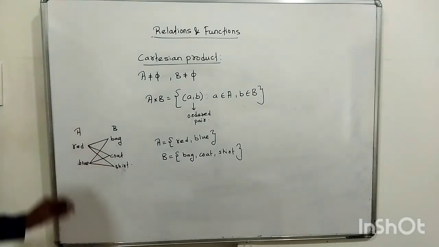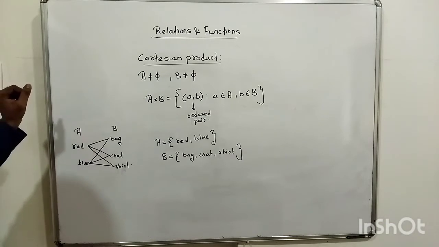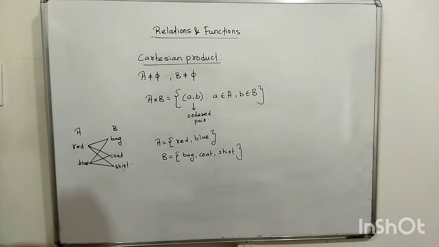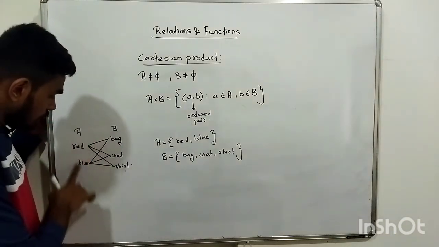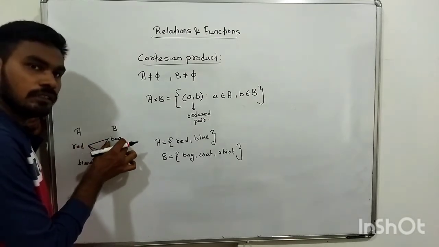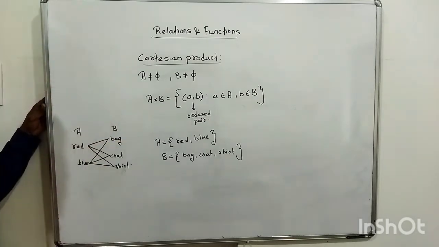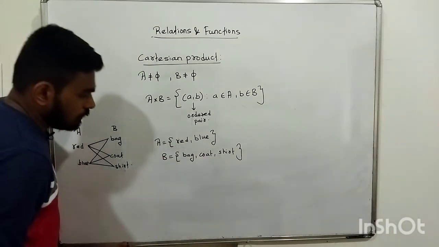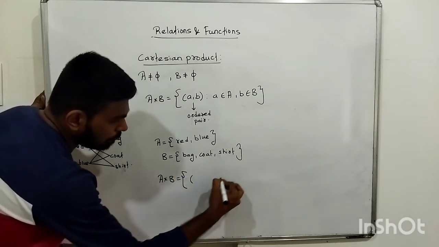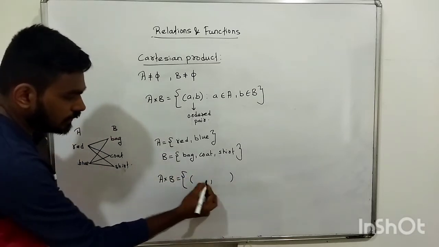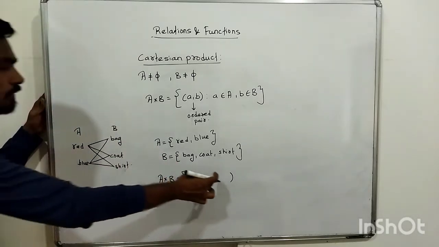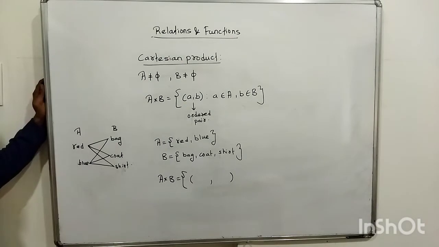So this way, how many different pairs can we make of the elements of this set and this set? Understood? An element of this one and an element of this one. That is the Cartesian product. Remember, you have to make pairs like that: this is from the first set and this is from the second set.